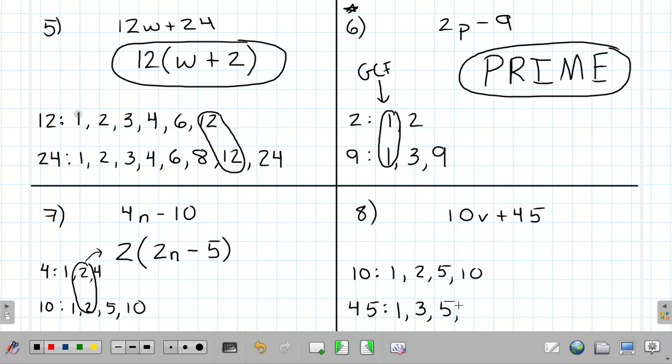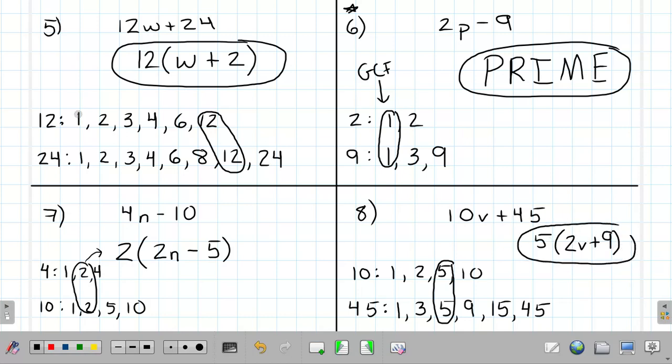6, 7, 8 are not, but 9 is. 10 is not, but 15 is. And then lastly, we have 45. But once again, we technically didn't have to go past 10, so we could have stopped at the 9, knowing 10 wasn't. And that tells us that our greatest common factor here is 5. So we take out a 5, meaning 10v divided by 5 is 2v, plus 45 divided by 5 is 9.